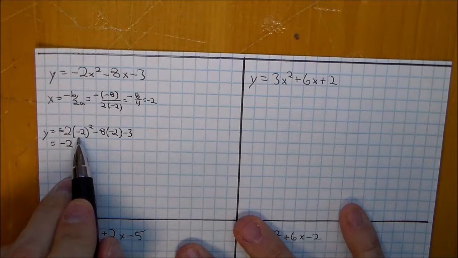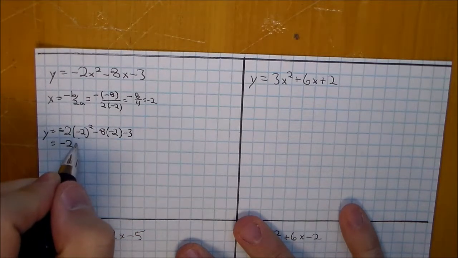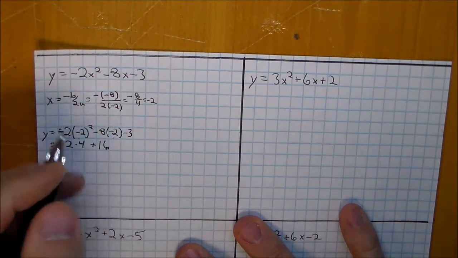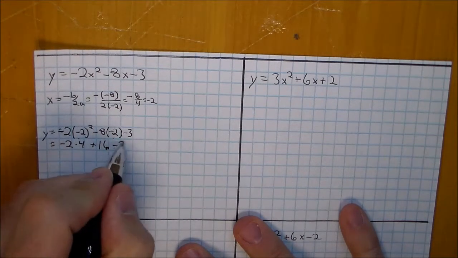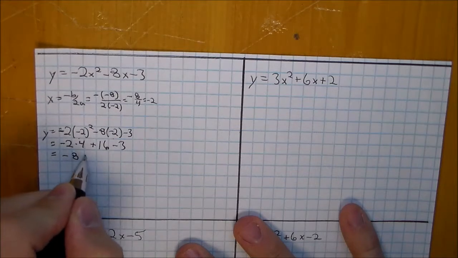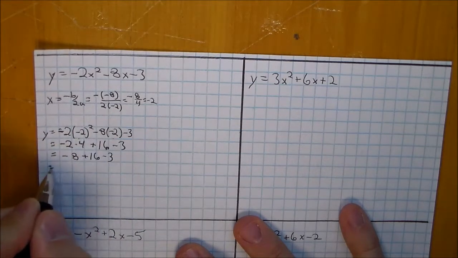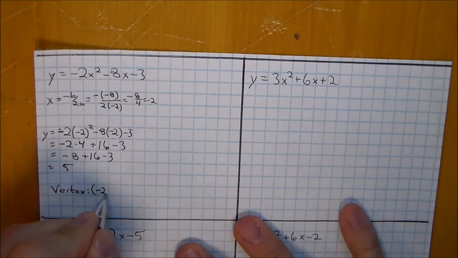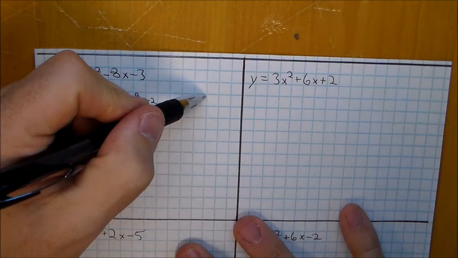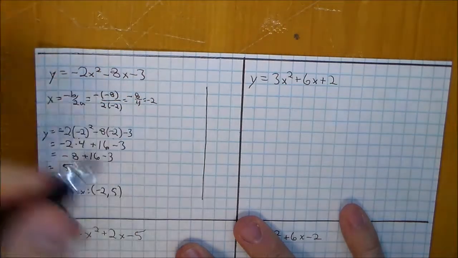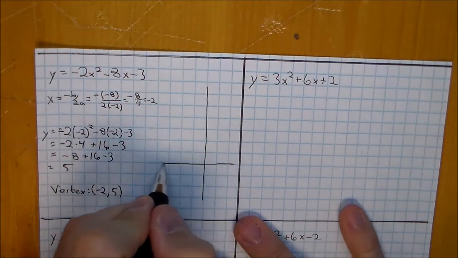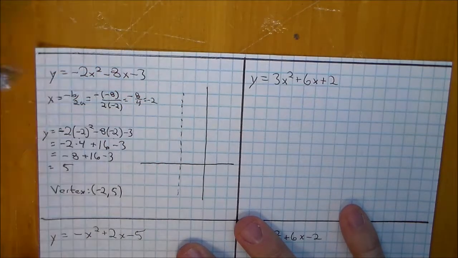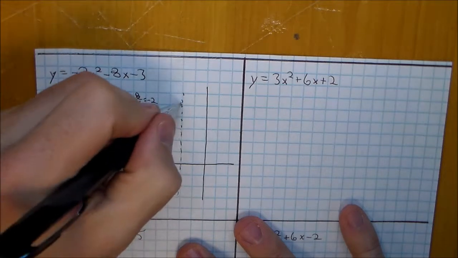Order of operations, we're going to do the exponents first, so that becomes a 4. Minus, that would be plus 16, negative 8, and negative 2, minus 3. And so negative 8 plus 16 minus 3 comes out to be 5. So vertex is negative 2, 5. So we'll draw that. Negative 2 gives me an axis of symmetry there, and then we're going to go up 2, 3, 4, 5.